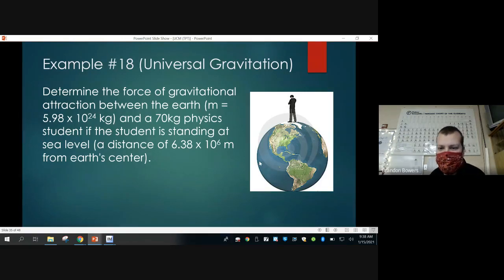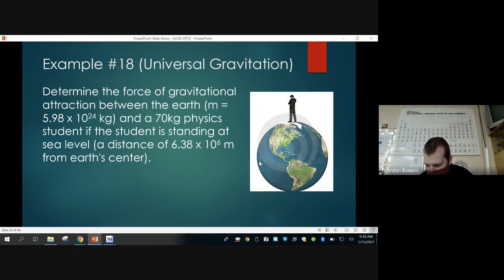All right. So here's an example. Determine the force of gravitational attraction between Earth and a 70-kilogram physics student if the student is standing at sea level, which is 6.38 times 10 to the 6 meters from Earth's center. Let's try to solve this out.